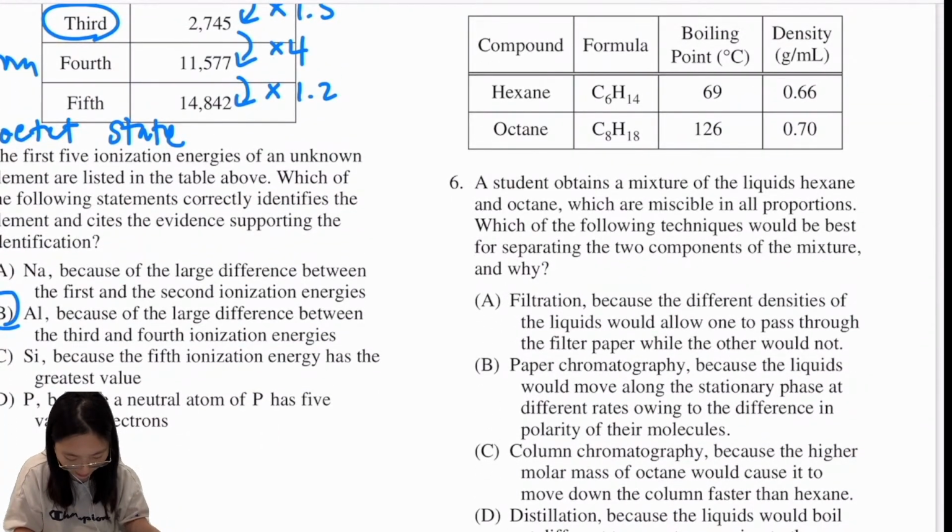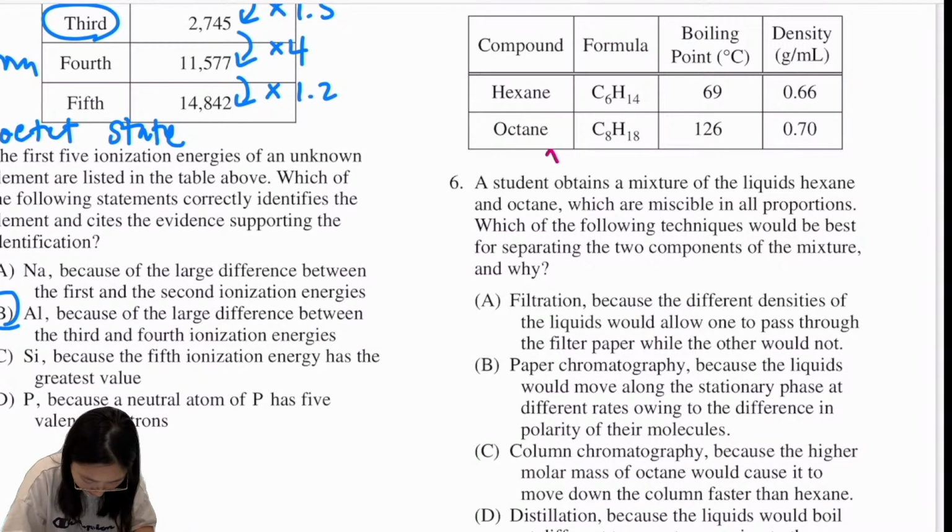And next, there are two compounds, hexane and octane, and their formula and boiling point is given. Well, even without reading the question, I know this is about intermolecular force or the boiling point. The student obtains a mixture of liquids, which are miscible in all proportions. Miscible means they're soluble. And which of the following techniques would be best for separating the two components of the mixture? Oh, okay. So it's not asking about the intermolecular force. It's asking about the method for the separation. So both are liquid. Okay, so when you're trying to separate two liquids with different boiling points, the technique you use is distillation.